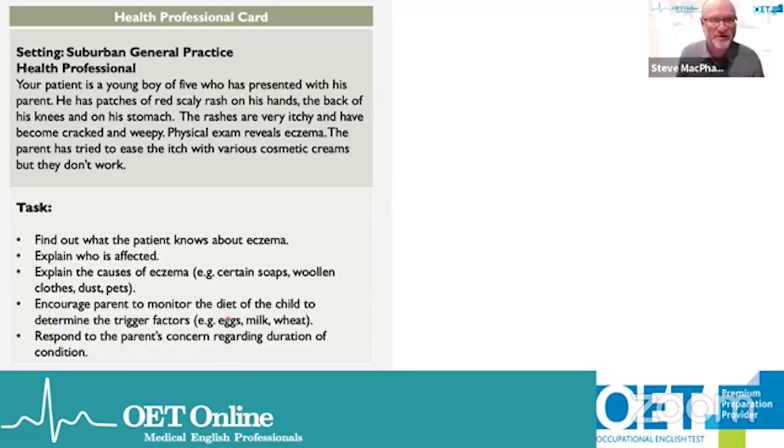Because this says here, physical exam reveals eczema, but you won't be doing a physical exam in the role play because there will not be any little boy in the room. So you just need to be a little bit creative in the way you do your role play there.